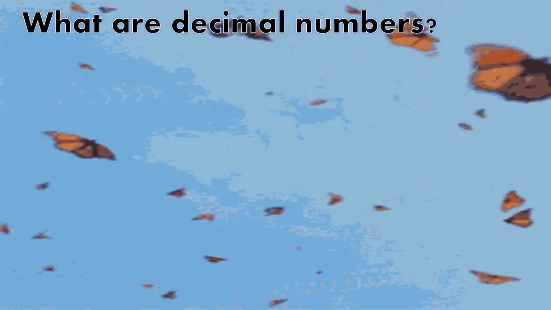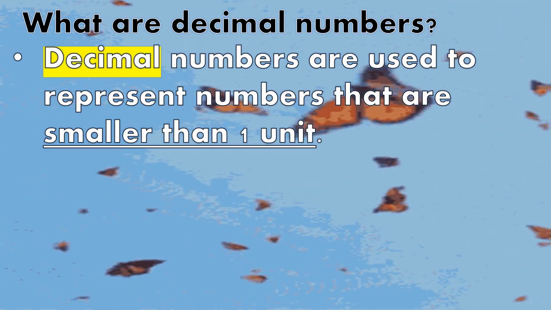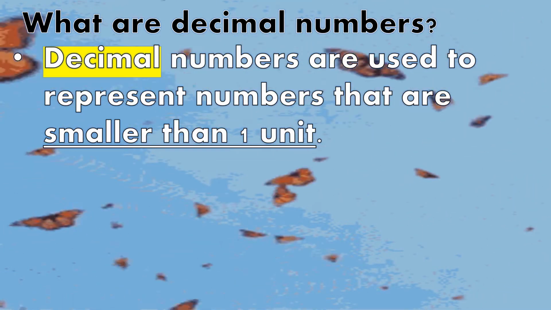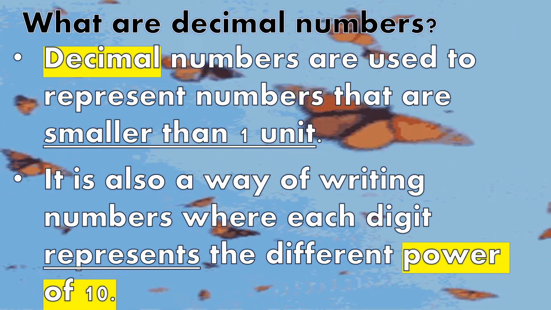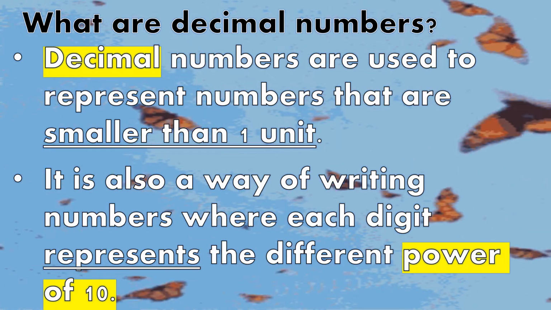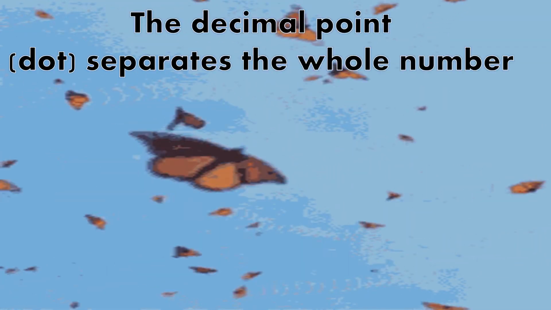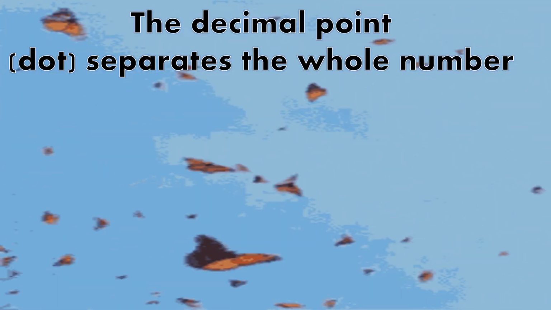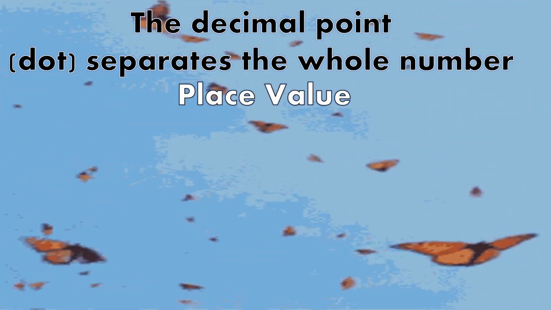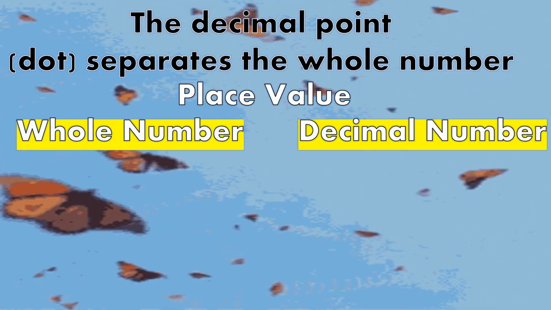Okay, class. So what are decimal numbers? Decimal numbers are used to represent numbers that are smaller than 1 unit. It is also a way of writing numbers where each digit represents a different power of 10. The decimal point or dot separates the whole number, which is the place value. Let us recall the place value of the whole number and the decimal number.